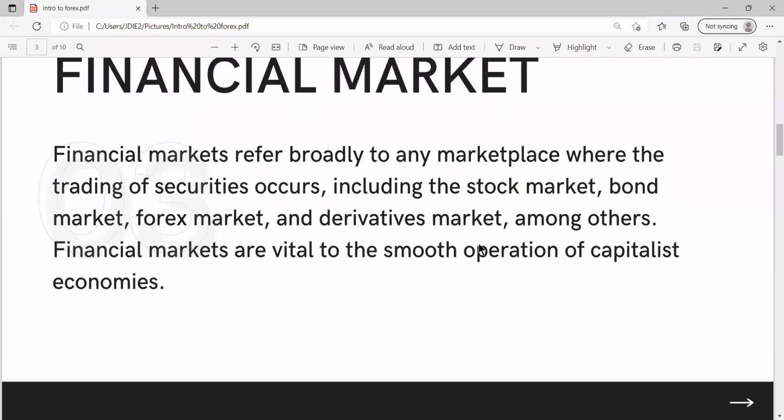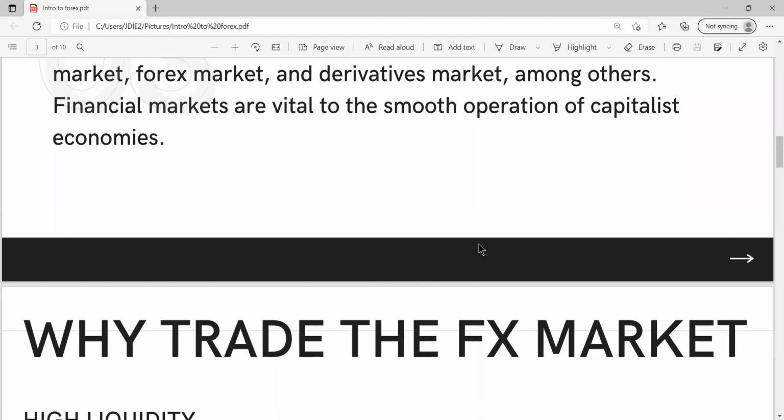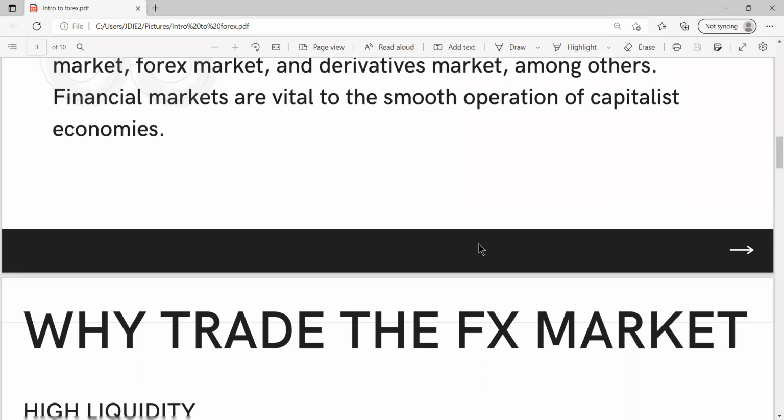A financial market refers broadly to any marketplace where trading of securities occurs, including stocks, bonds, forex, derivatives, among others. Right now, most of the financial markets can be found online, even though there are buildings where you can still have the manual process, like the Ghana Stock Exchange. It's a building where you can walk in and purchase a stock. You get it. Then we have other places online where you can also buy stocks, like a Tesla stock, an Apple stock, and so on.